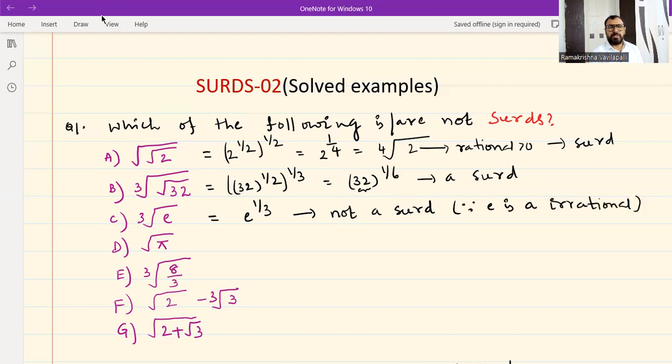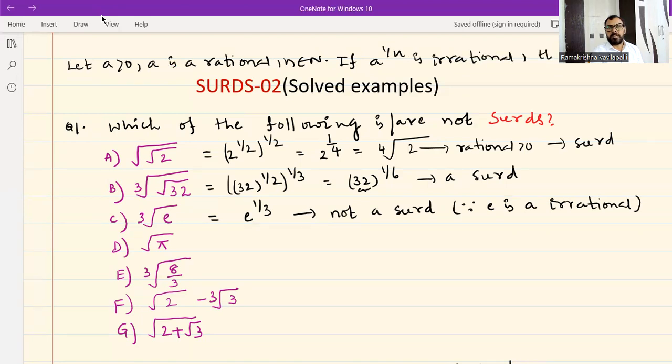So once again, try to remember what is a SURD. Here I am writing: let a be greater than 0, a is rational, meaning simply positive rational, and n belongs to the natural numbers. If a to the power of 1 by n is not rational, is irrational, then a to the power of 1 by n, or you can say the nth root of a, is a SURD.